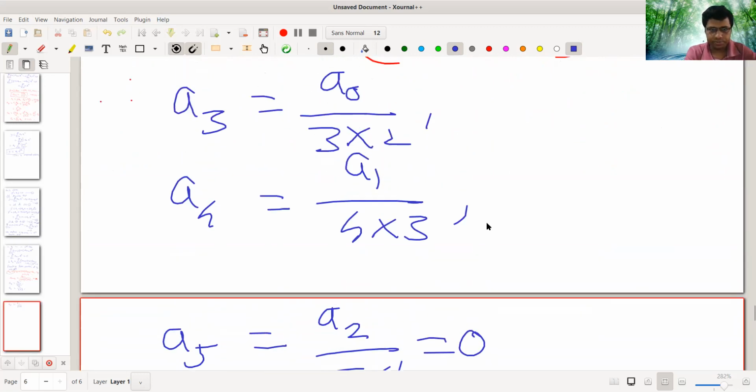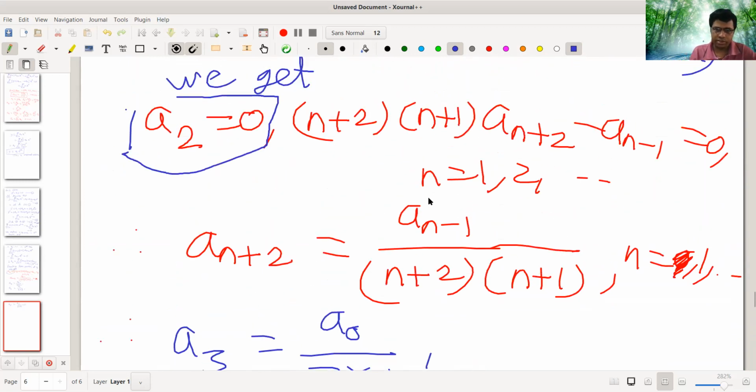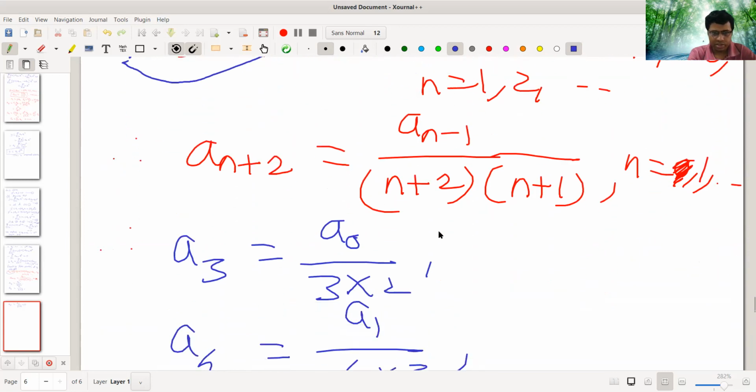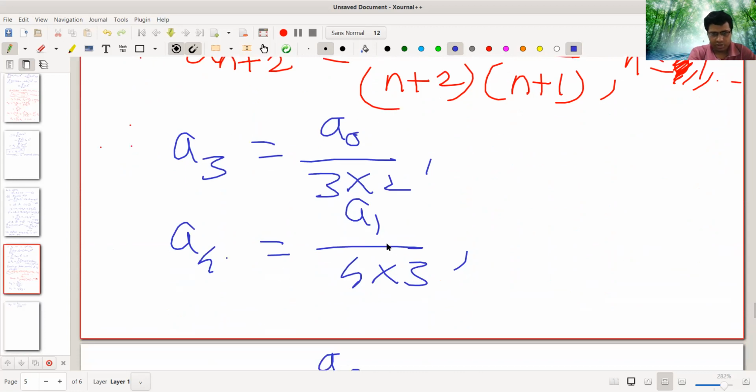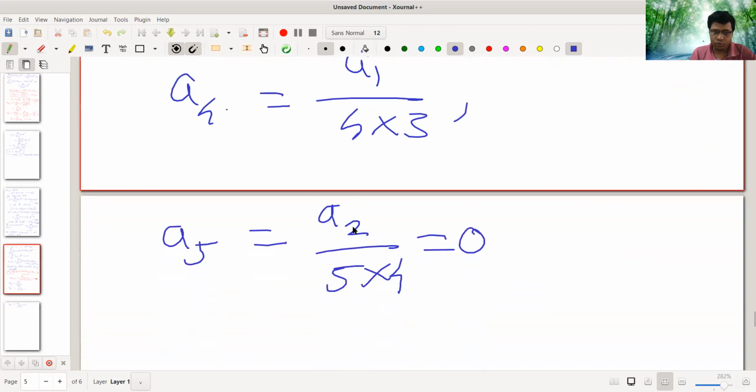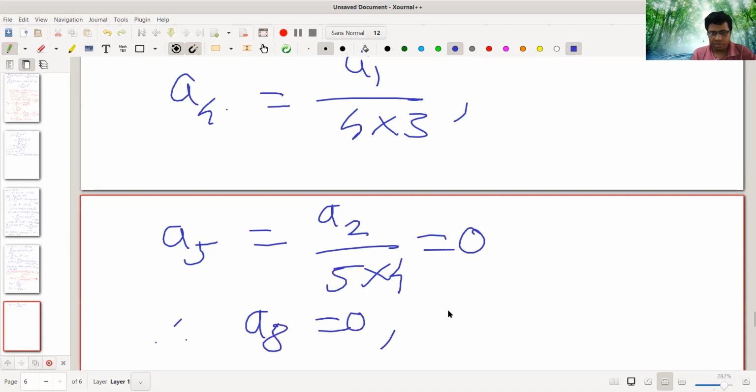Note that in this relation the gap is 3. Okay, so n plus 2 and n minus 1, the gap is 3. That means for a3 we need a0, for a4 we need a1, for a5 we need a2. Okay, so 2 plus 3 is 5. This is 0. Similarly, a8 will depend on a5. 5 plus 3 is 8. So that is also 0. Okay, therefore a8 is also 0. 8 plus 3, a11. a11 is also 0 and so on.